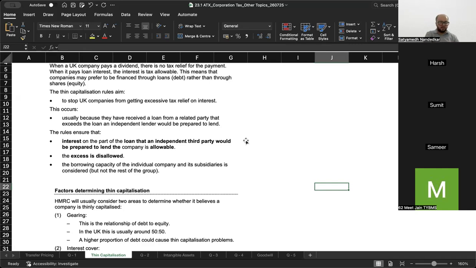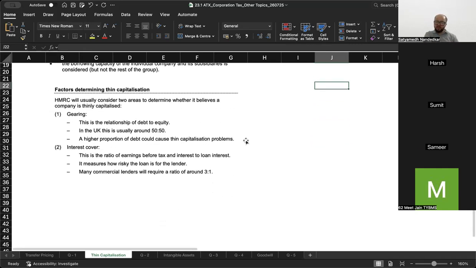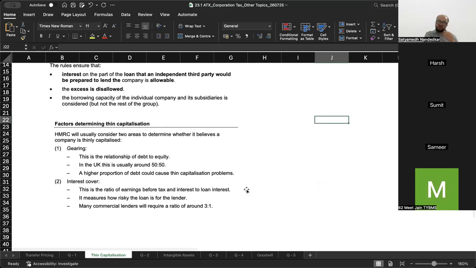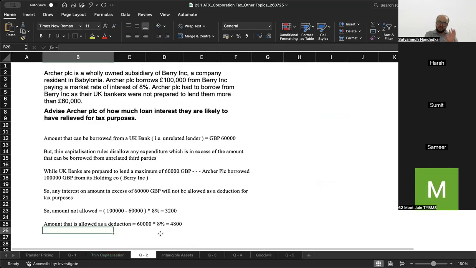The excess is disallowed. Basically, you find out how much an independent third party would be prepared to lend you, then you see how much you have actually borrowed. That will give you an idea of how much excessive borrowing has happened, and on that excessive borrowing, whatever the interest is, that interest will be disallowed. Okay, just go through this question once.